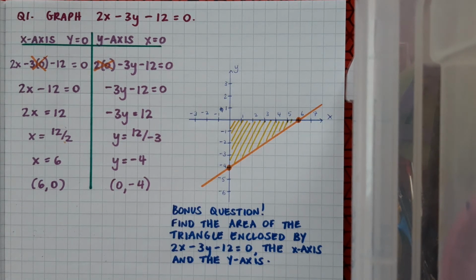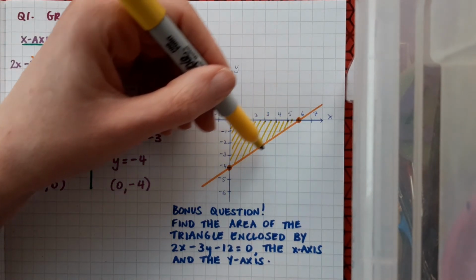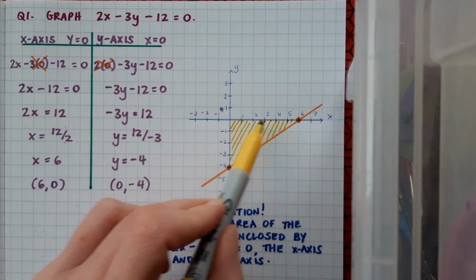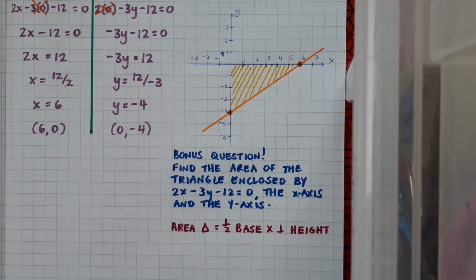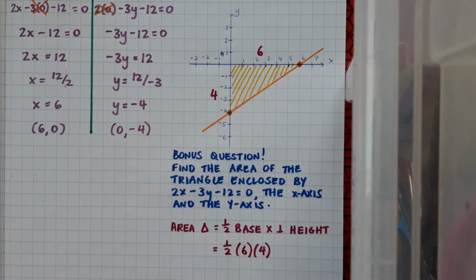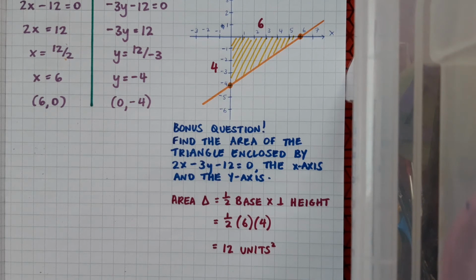So there's my triangle highlighted. It's enclosed by the line that we just drew, the x-axis and the y-axis. They form the sides of the triangle. The area is 1/2 the base times the perpendicular height. So in this case, that's 1/2 by 6, which is the base, and 4, which is the height, giving an area of 12 units squared.